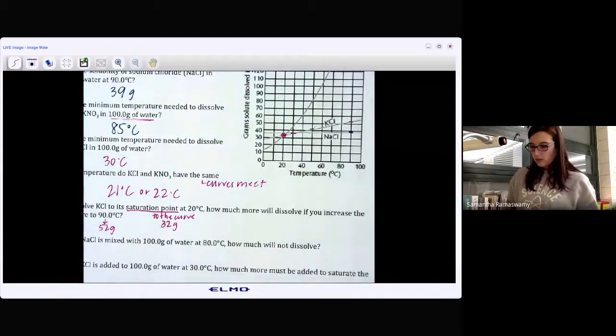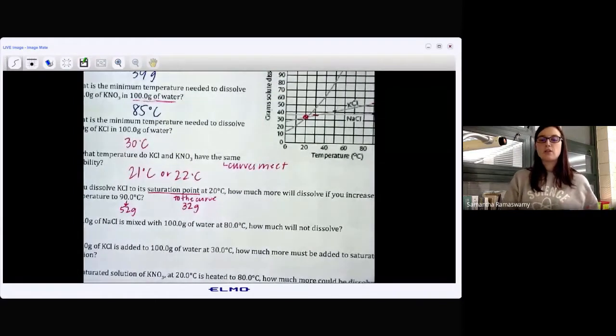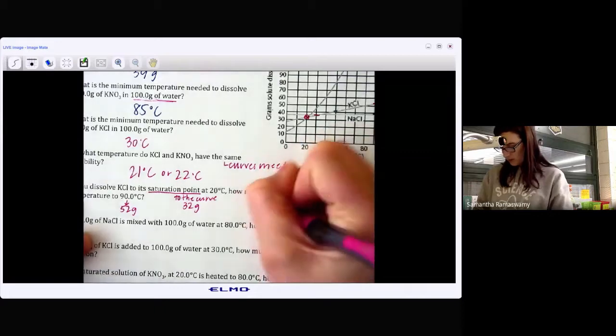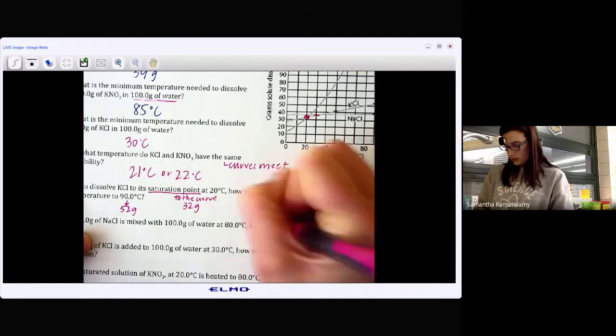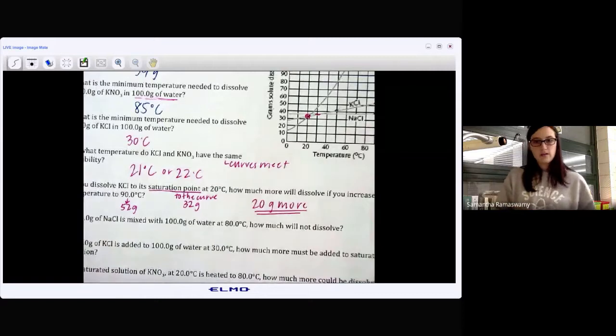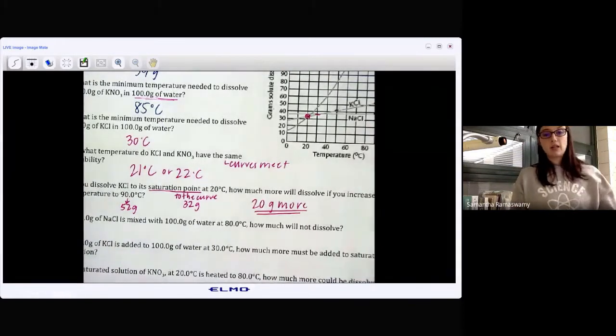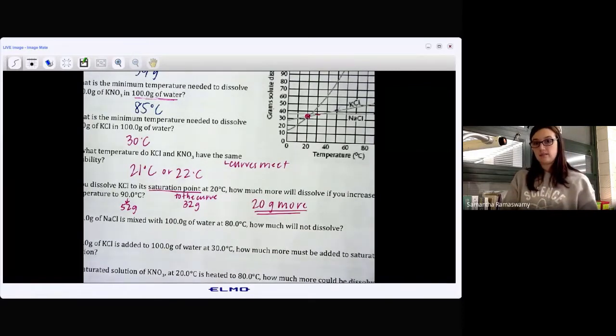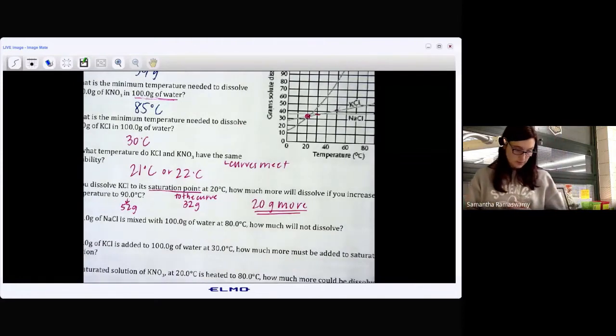So if we look at what we've written down, we can dissolve 32 grams at 20 degrees Celsius. We can dissolve 52 grams at 90 degrees. The question says, how much more will dissolve? So to get from 32 to 52, 20 grams more will dissolve. So this is where we're reading the curve, but now we're applying the curve and we're looking at new conditions.